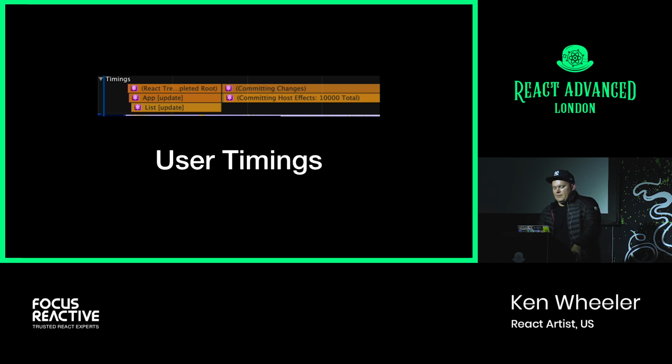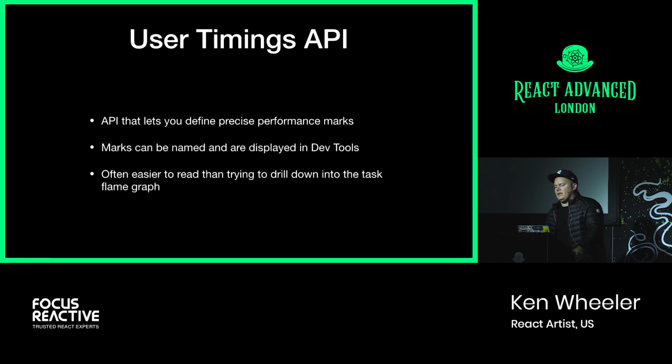That can often be hard to read, so there's this thing called user timing. Has anybody seen these things right here? If you use React, you'll see these in your DevTools pretty often. It's an API that lets you define precise performance markings, name them, and display them in DevTools. Especially if you have some really complicated stuff going on, trying to track down what exactly is the problem is difficult. So using this lets you isolate what you care about and measure specific things.